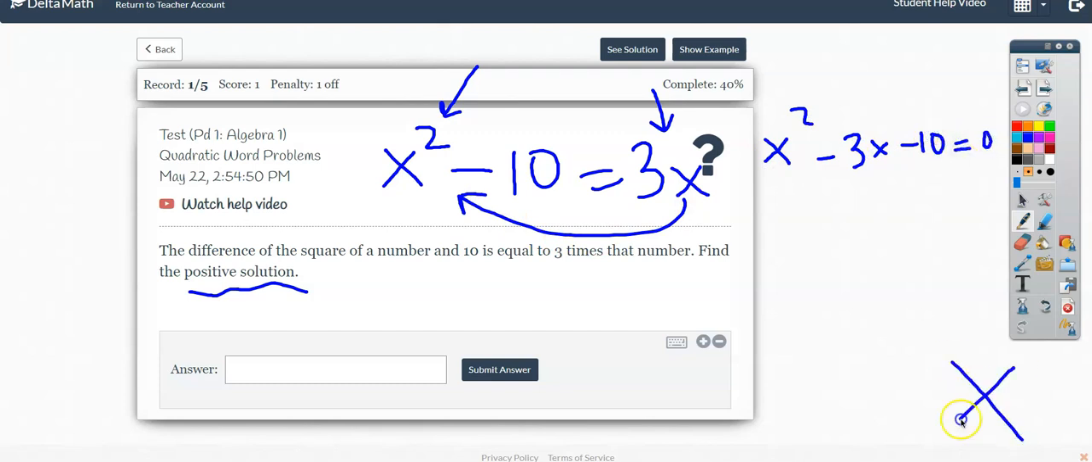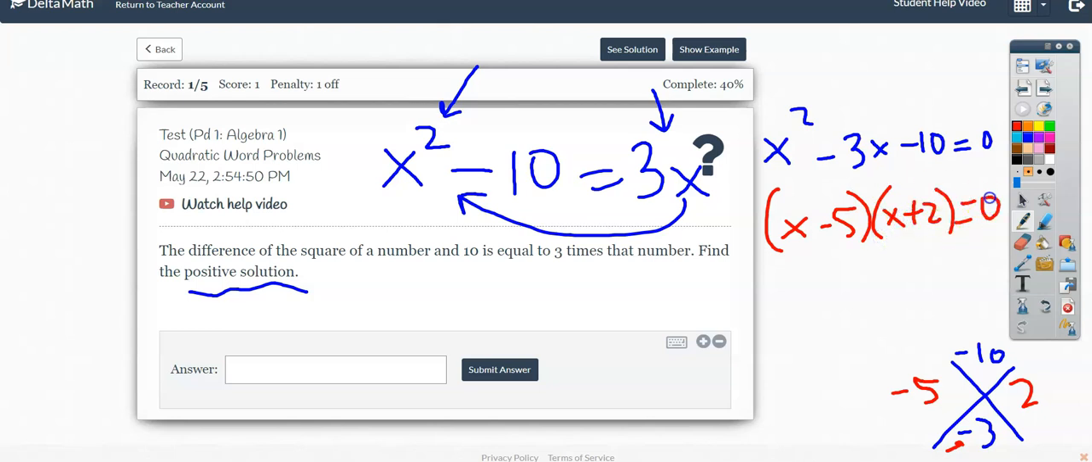Now I can try and factor this by looking for something that multiplies to negative 10 and adds to negative 3. I think I can figure that out. I think 5 and 2 would work here. And because my bottom number here is a negative, that means the larger number gets the negative. So x minus 5 times x plus 2 are my factors. That gives me solutions of positive 5 and negative 2, but they only want the positive answer, so the answer is 5.